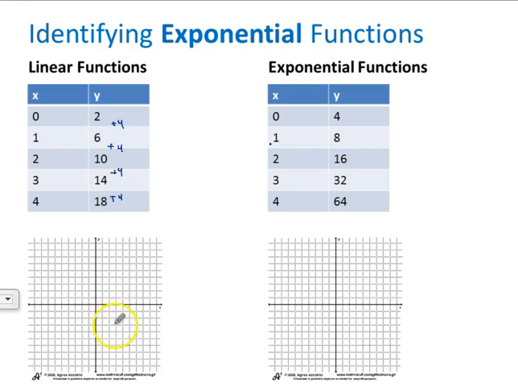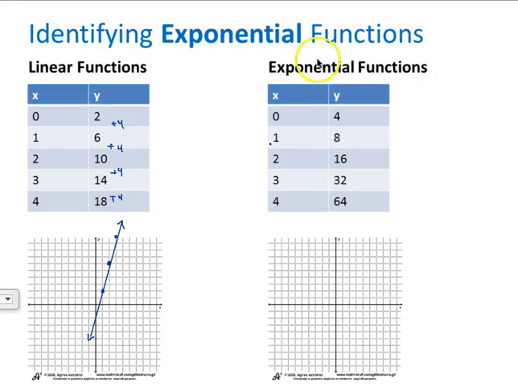And we know when we graph linear functions, we get a straight line. So let me graph this really quick. Because our y values are increasing the same amount each time, we get a straight line. When we graph a linear function, we get a straight line.